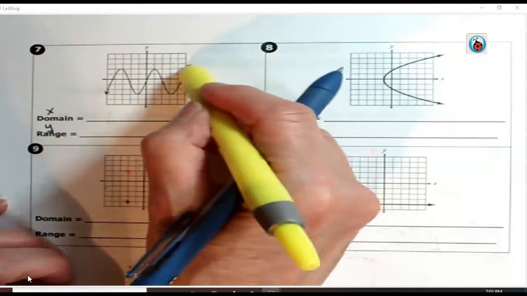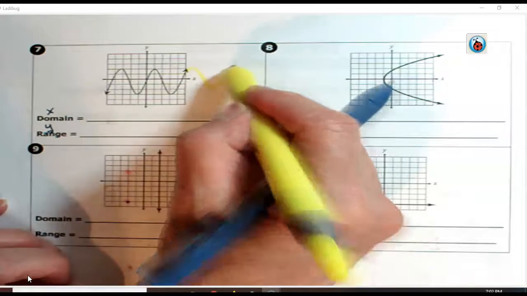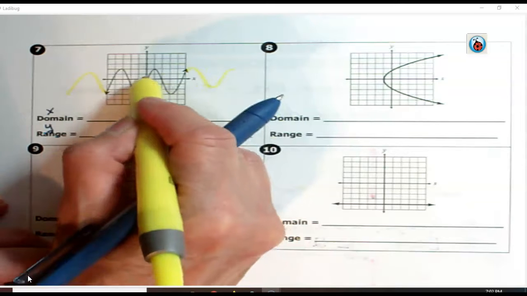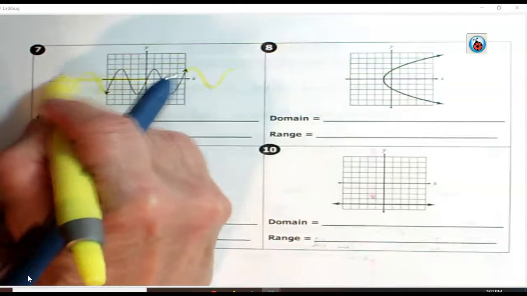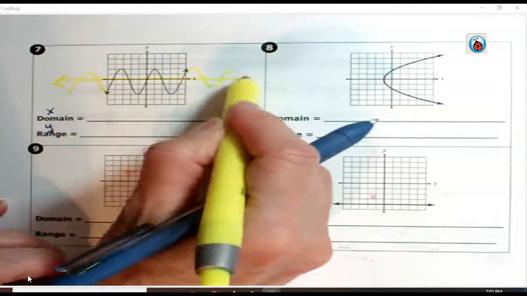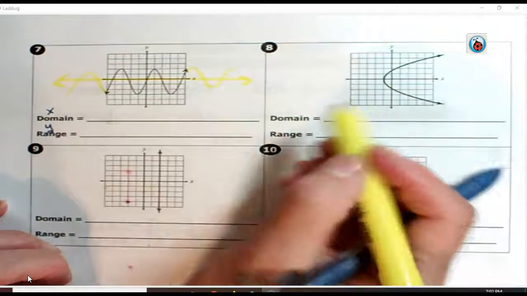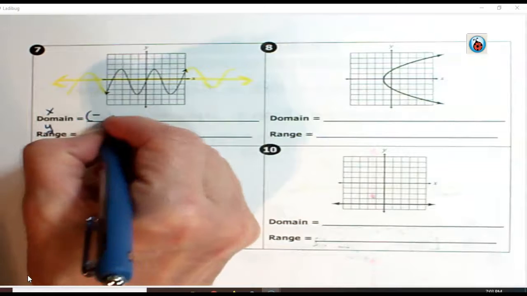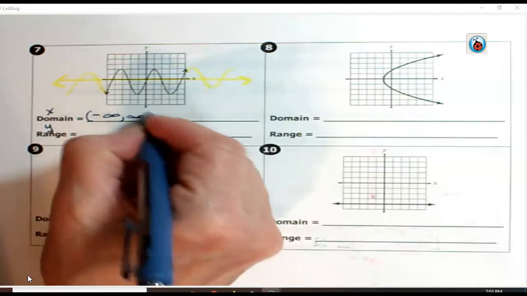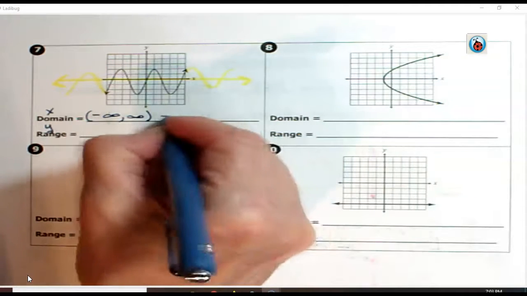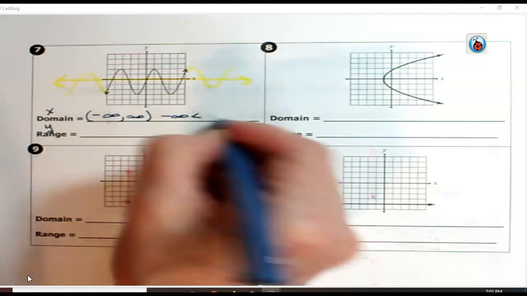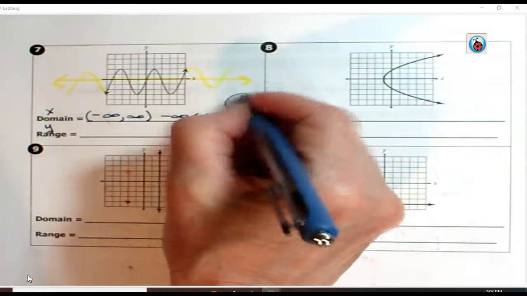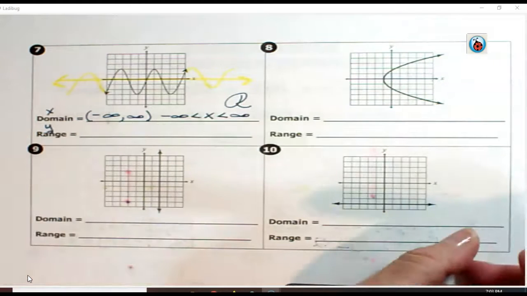So it keeps on going up, and then it's going to go down, and it's going to go up, and it's going to keep on going both directions. So your X's are going to continue to the left, and they're going to continue to the right. So every X is going to have a Y value. So here, negative infinity is less than infinity. Remember, if you're writing it as an inequality, it'd be negative infinity less than X less than infinity. Or you might even see it with a capital R as all real numbers.